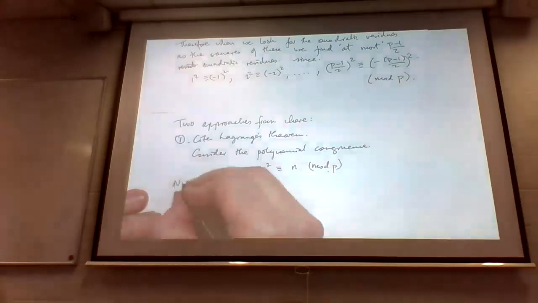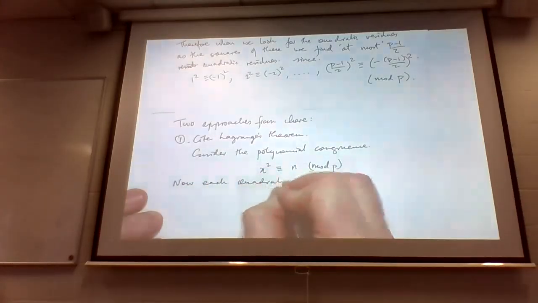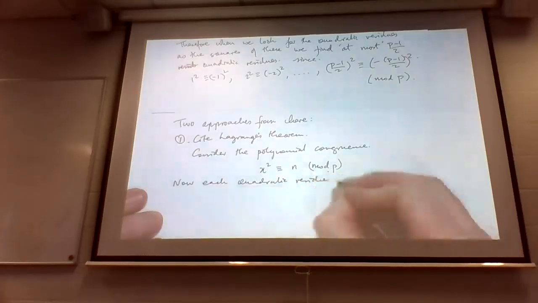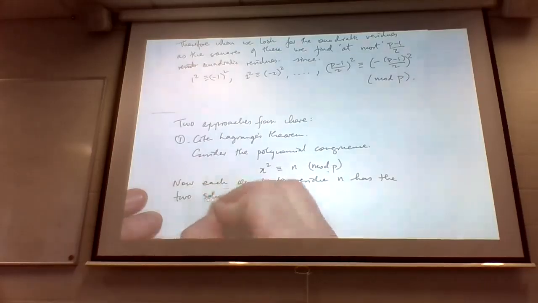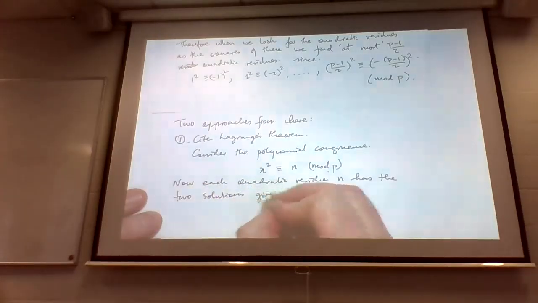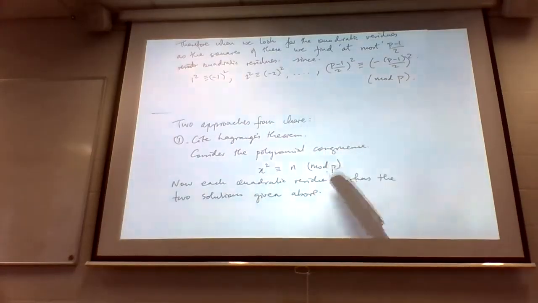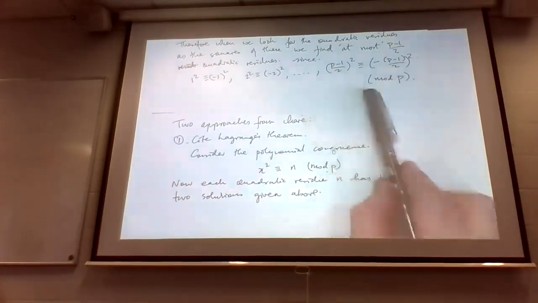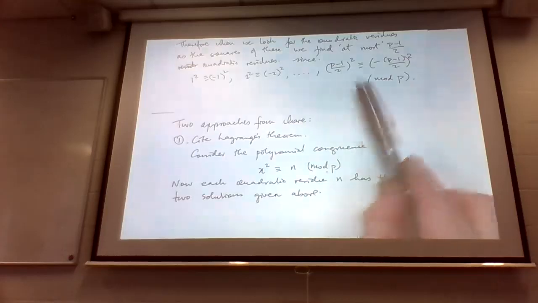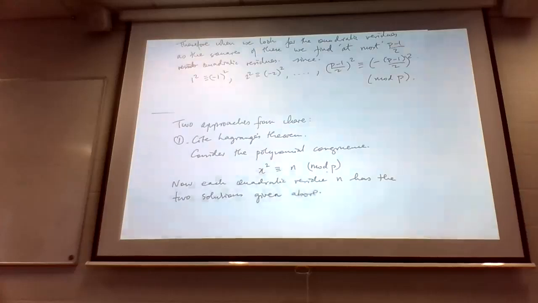Now, each quadratic residue n has the two solutions given above. Yeah, because up here, for each quadratic residue n, this will be one of these entries I've written down here, and there's two things that square it. Right? So we've shown two solutions to this polynomial for each quadratic residue n.